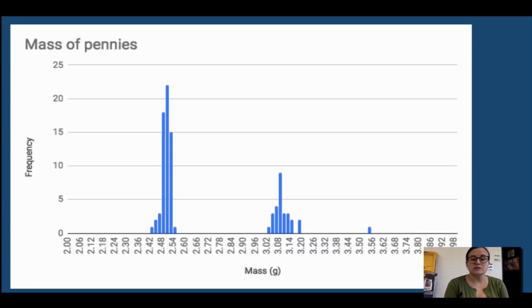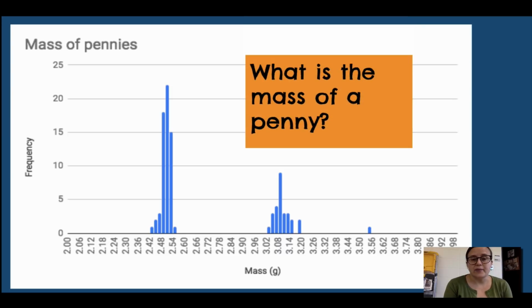A histogram is also a great way to help us answer questions that we're asking in labs. So for example, this lab had us answer the question, what is the mass of a penny? And we put all of our data into this histogram. It was a great visual way to see that pennies have two distinct masses. A penny either has a mass of about 2.5 or about 3.1. It also really easily let us see that little outlier over here that didn't fit in with any of the other data.